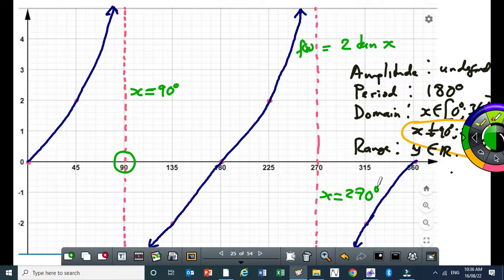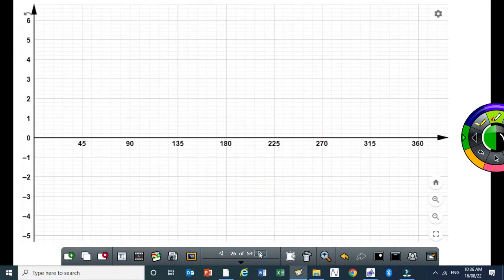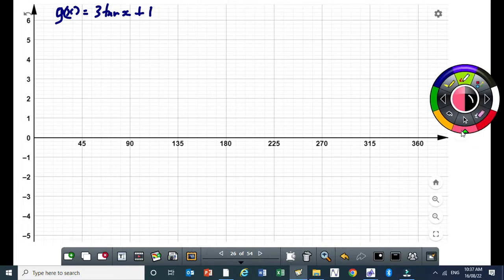Okay, any question? All right, so let's sketch the second one. Now remember, I'm not going to draw a table here. You should have your table already, but I can do it mentally. So when x is 0, remember the equation was g of x equal to 3 tan x plus 1. I hope you remember what we did last time. That's where we stopped. Right? So let's plot the key points.